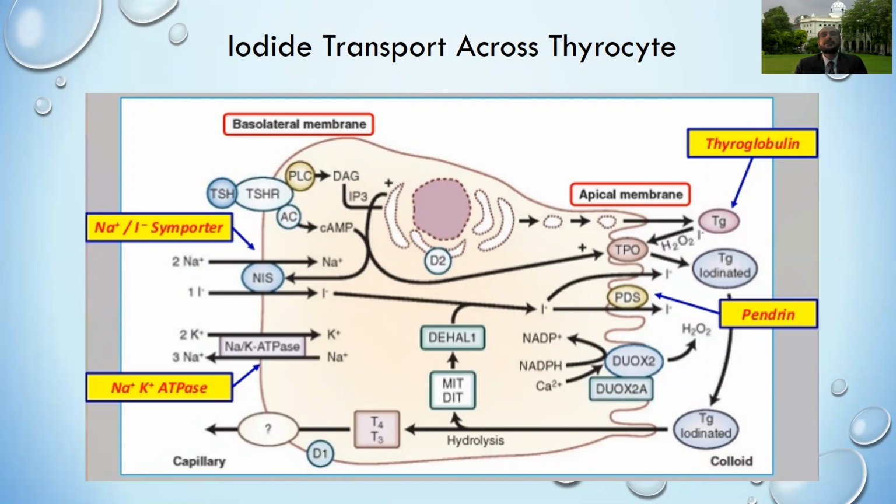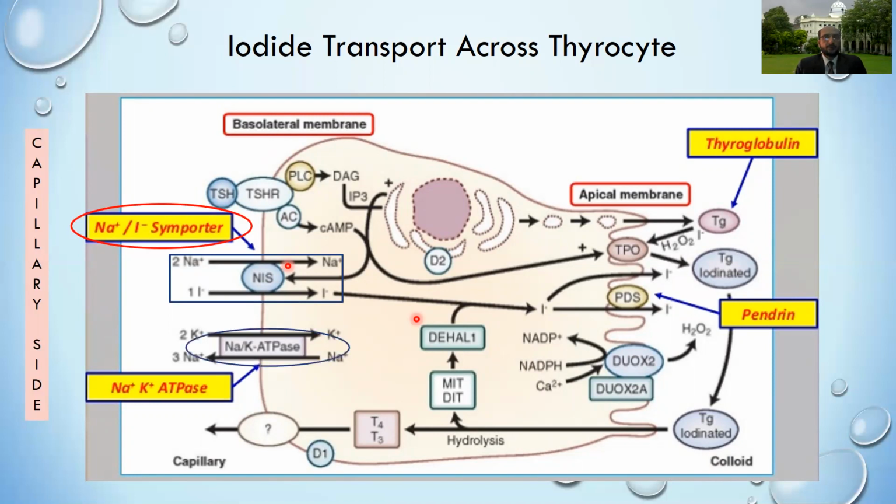The dietary iodide is absorbed through the intestine, goes via the circulation and reaches the thyroid gland, the thyrocytes. At the basolateral membrane, which is near the capillary site, there is an important symporter called the sodium iodide symporter. It transports two sodium ions and one iodide ion from the capillary site into the thyrocyte, and this is an energy dependent process which is facilitated by sodium potassium ATPase.